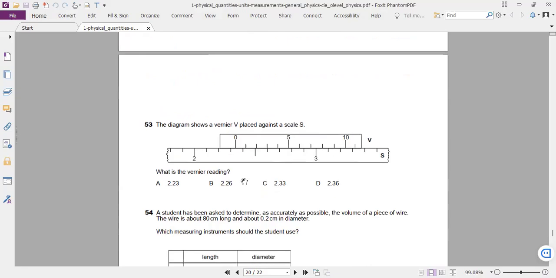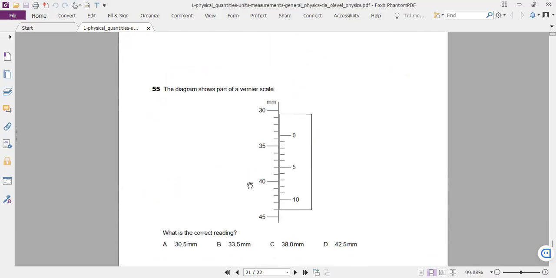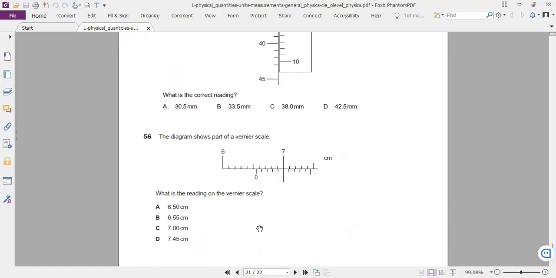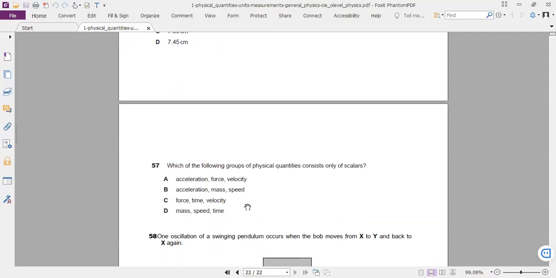This one is again, I will leave it to you who have done practice many times about these types of questions. So the student has been asked again about using the instruments. Okay. I think that's the last question. Again, this is the same question. You should be able to do this question. And same here, you should be able to do these questions. Okay. Vectors easily, sorry, scalars, you can do this easily.